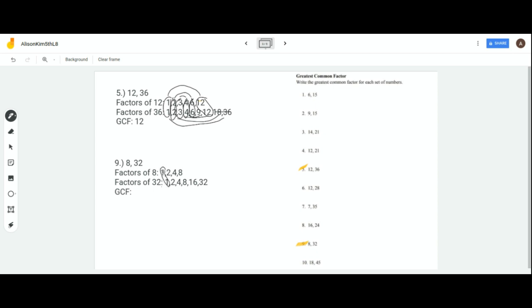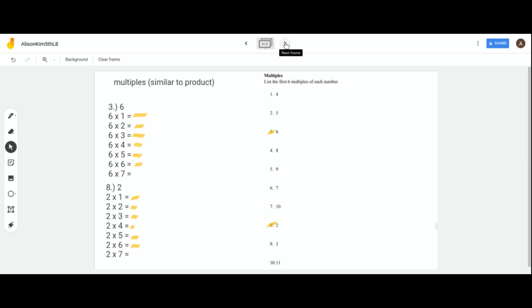They have 1, they have 2, they have 4, and they have 8. And the factors of 8 stops at 8, so we have to assume that the GCF of 8 and 32 is just 8. Okay? Let's move on to multiples.